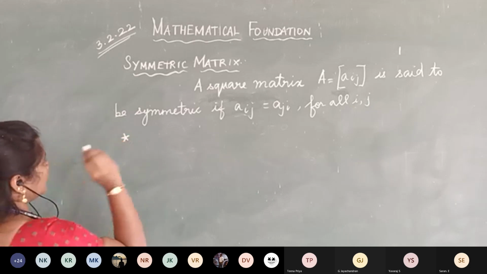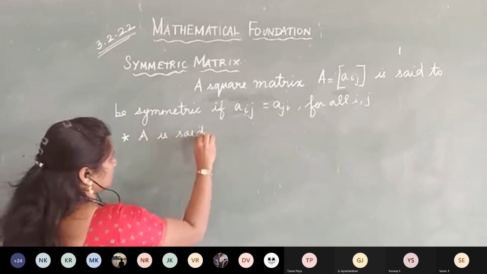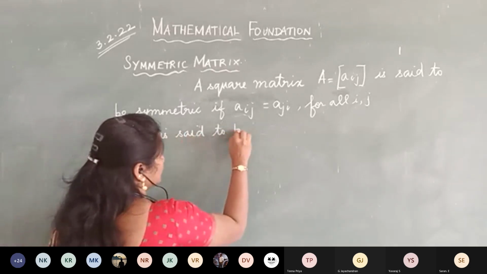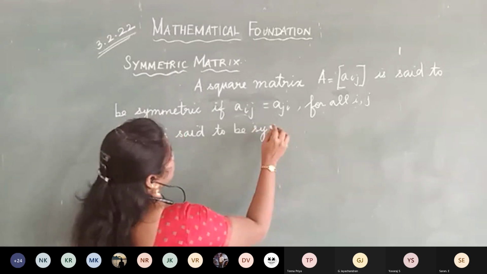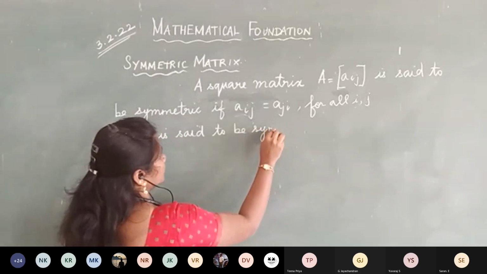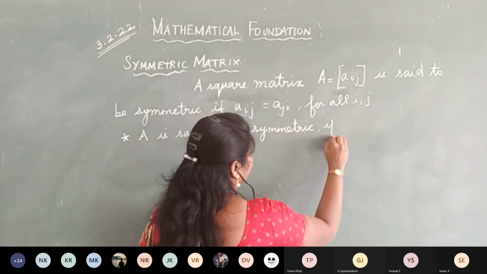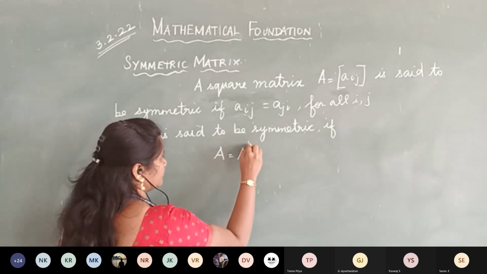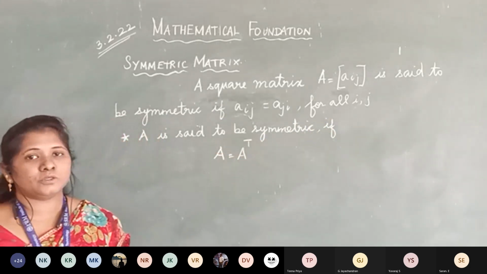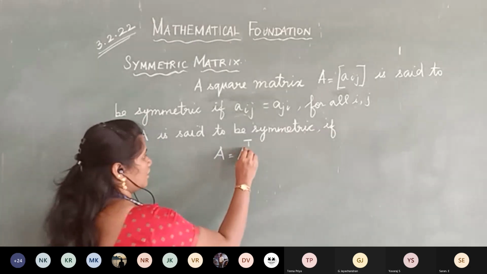And write it as a note. A is said to be symmetric if A is equal to A transpose. Even if you change your rows and columns, you will get the same matrix, which means it is a symmetric matrix.